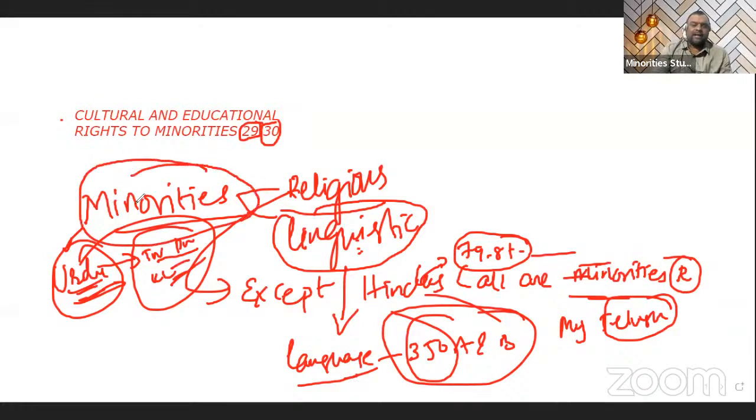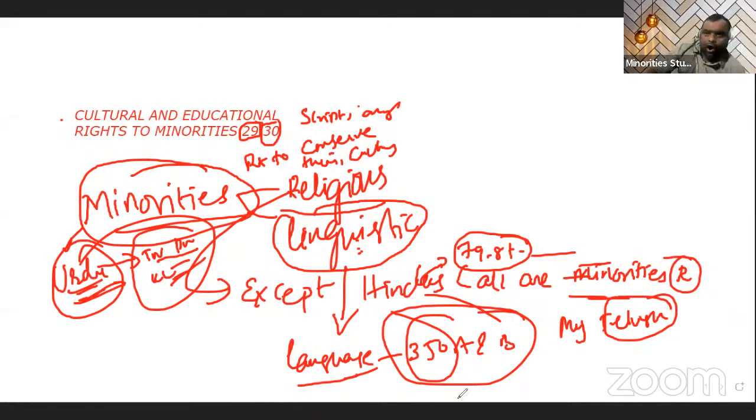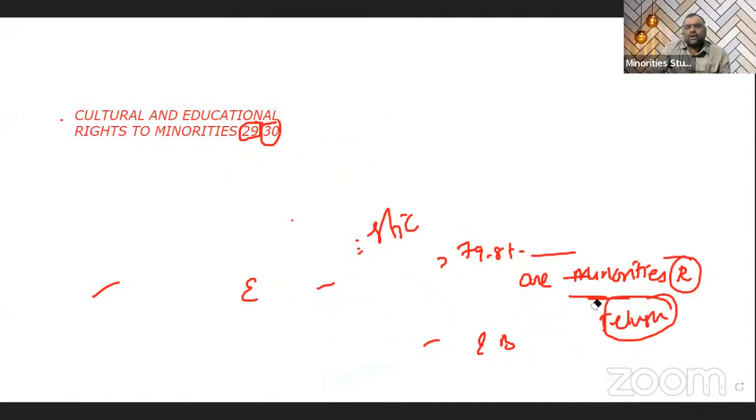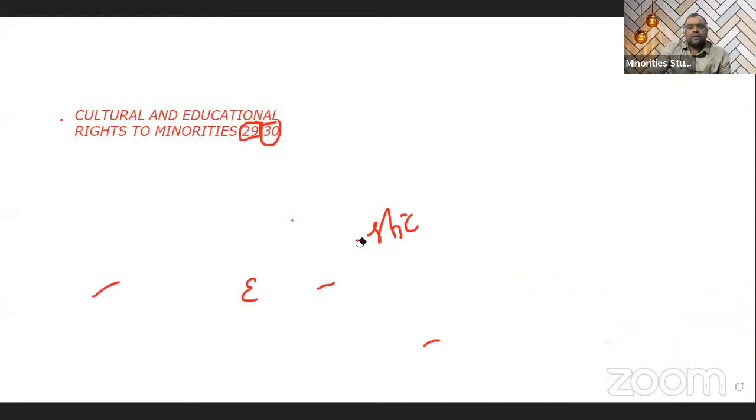Whoever the minorities are, any type of minority, shall have a right to conserve their culture, their script, their language, or anything. All those minorities shall have a right to conserve their script, their language, their culture. So all these things are very, very important. We all belong to minorities; I belong to a minority in some other state.